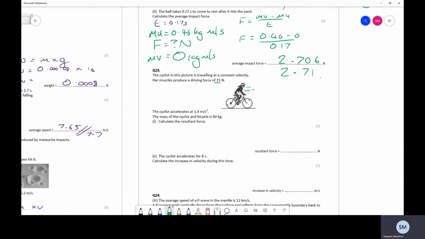Calculate the resultant force. Now, this is really interesting. So this is going to get us the force of the driving of the legs down there. So we'll figure out what the force is. I don't know what this force is in newtons. I know that the mass is equal to 60 kilograms and the acceleration is 1.4 meters per second squared. Remember, that does not mean that I square 1.4 meters. That is not how we do things. It is incorrect.